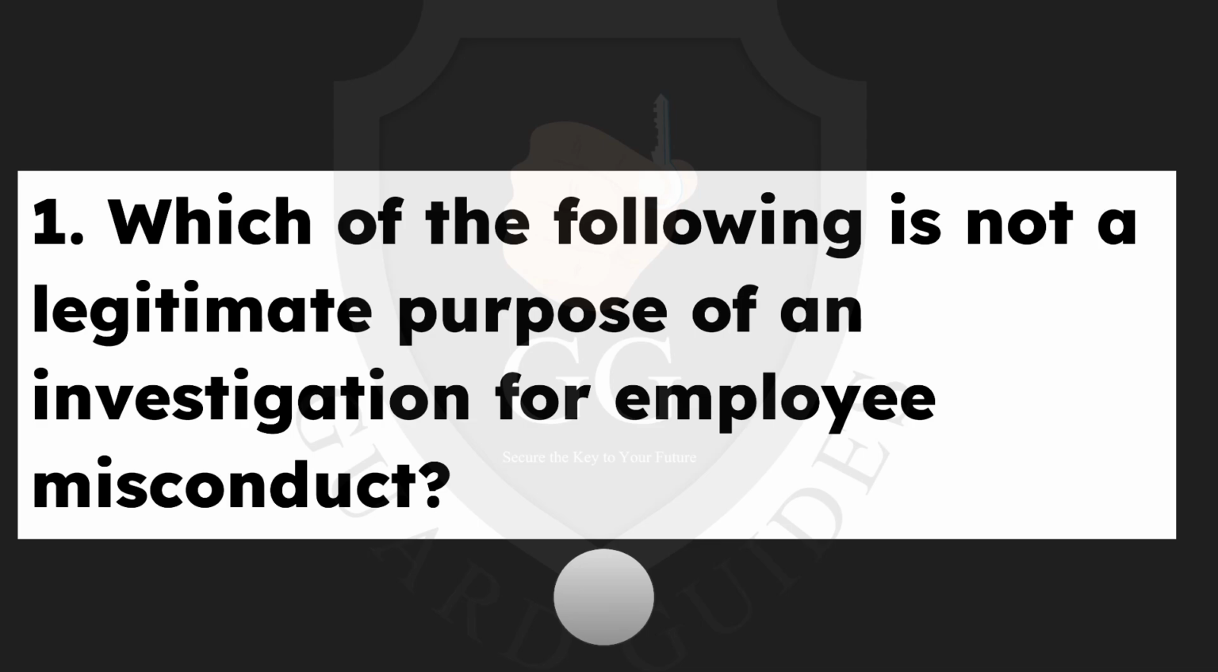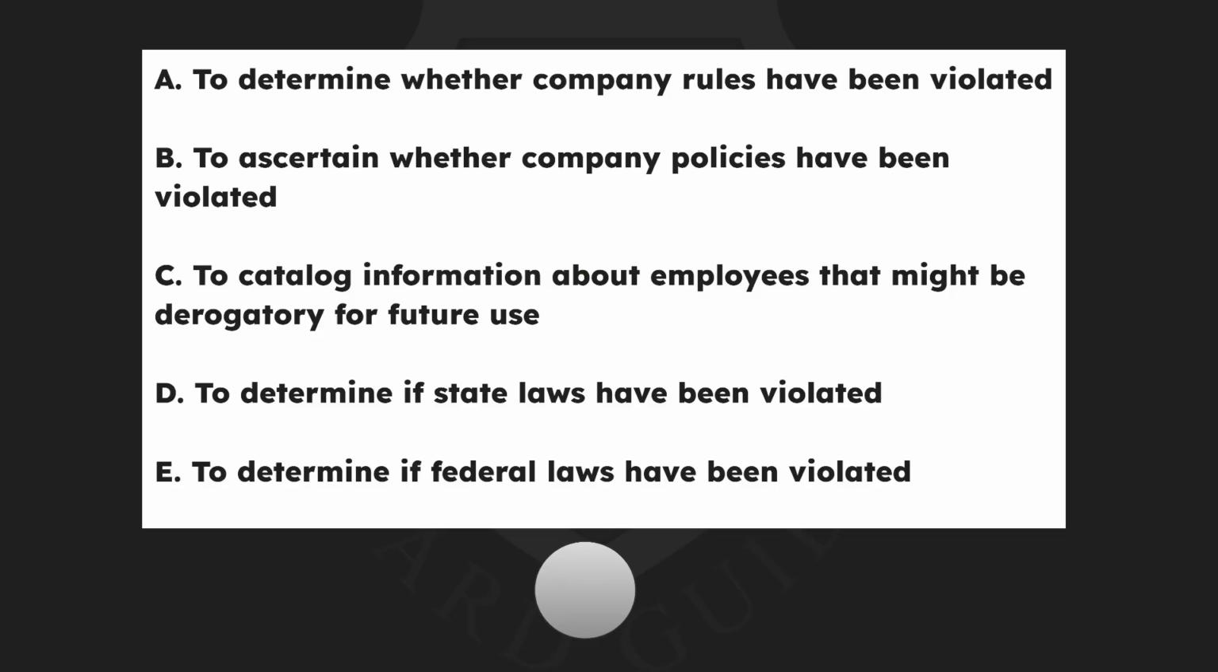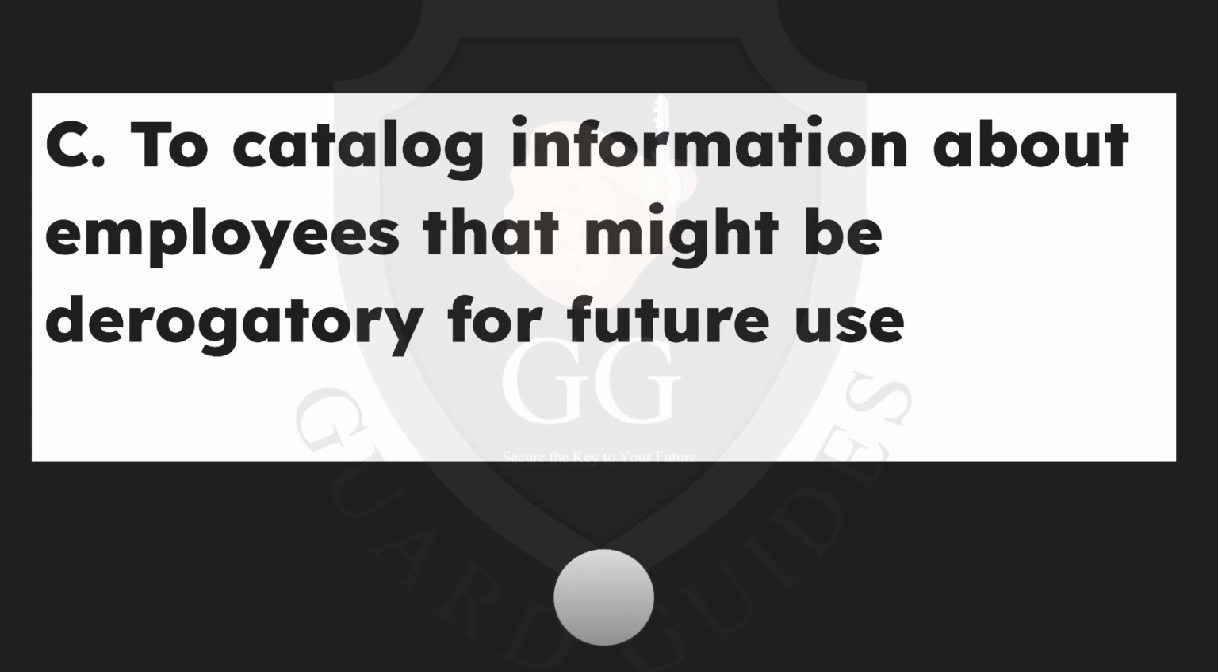Part 1. Number 1. Which of the following is not a legitimate purpose of an investigation for employee misconduct? Is it A, to determine whether company rules have been violated, B, to ascertain whether company policies have been violated, C, to catalog information about employees that might be derogatory for future use, D, to determine if state laws have been violated, or E, to determine if federal laws have been violated? The answer is C, to catalog information about employees that might be derogatory for future use.